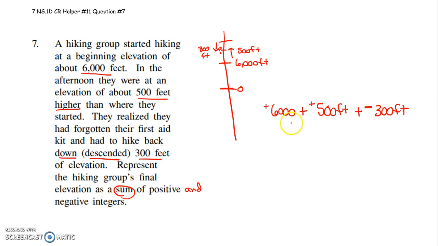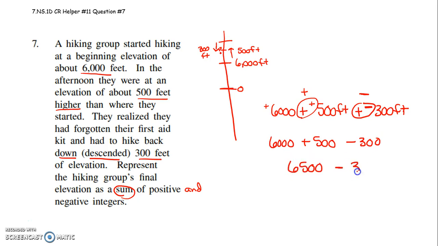Now, if we want to actually find the sum, or the answer to this addition problem, we could go ahead and do plus a positive is a positive, plus a negative is a minus. So this would be 6,000 plus 500 minus 300. 6,000 plus 500 is 6,500. You're going to subtract off 300. 6,500 minus 300, 6,200 feet is how far above sea level they were that day.